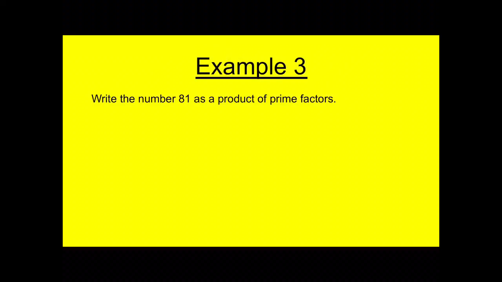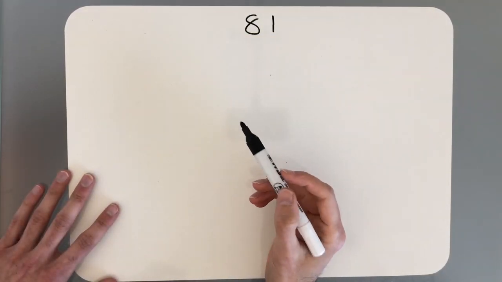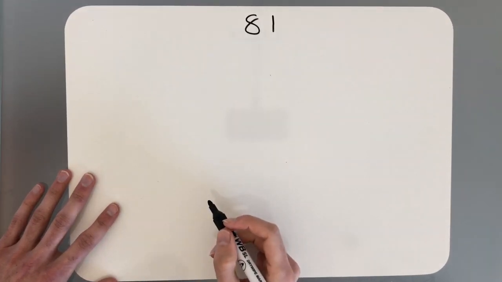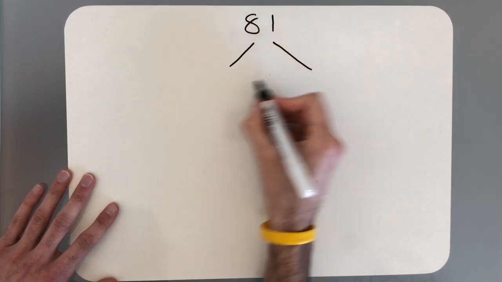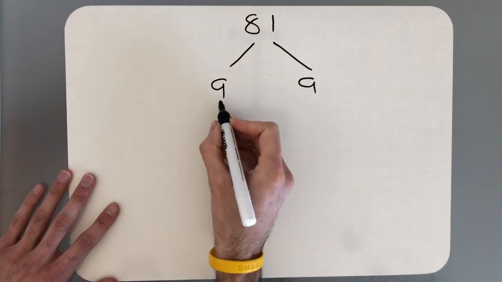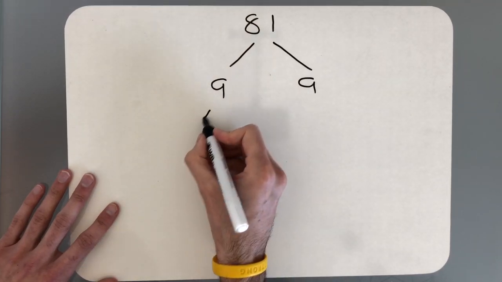Example 3. Write the number 81 as a product of prime factors. Okay, in this example we're asked to write the number 81 as a product of prime factors. Now this just means the exact same thing as prime decomposition, it's just been asked in a slightly different way. So let's begin with a tree. Here we have 9 multiplied by 9. Now I check, 9 is not a prime number, so I'm going to continue on.